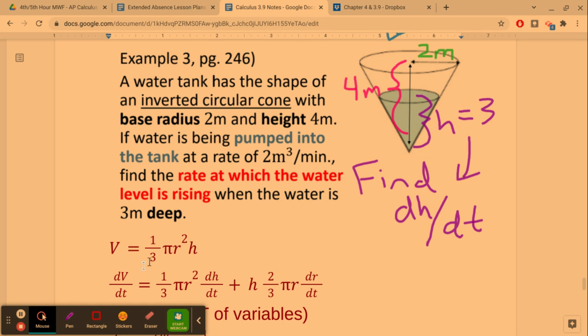Neat. So dV/dt is equal to product rule again. Do not forget product rule. Write down that derivative.